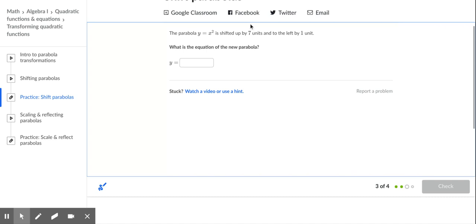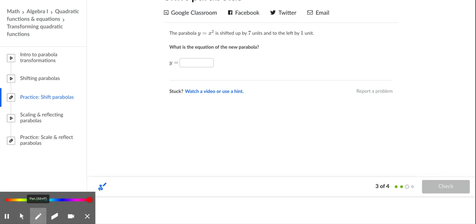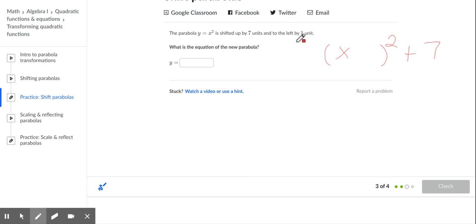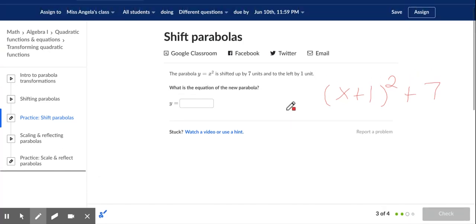And then this is the same thing, but instead of giving you a picture, they're just describing it, right? So we're going up 7 units and left 1 unit. Again, you're going to have something like (x + something) squared + something. Up by 7 means we're adding out here because it's up, and we're adding 7. And then left by 1, for left we add, and we add 1. So that's how this works. This is right and left, this is up and down, and you just fill in the pieces.